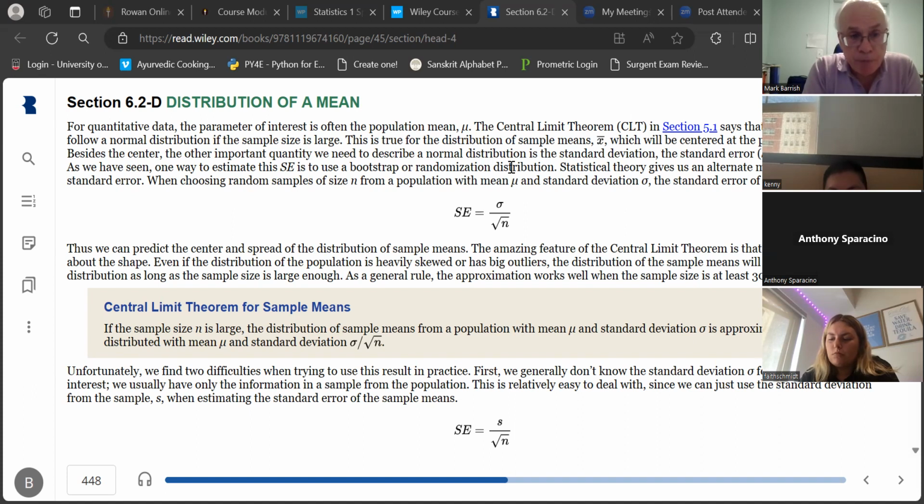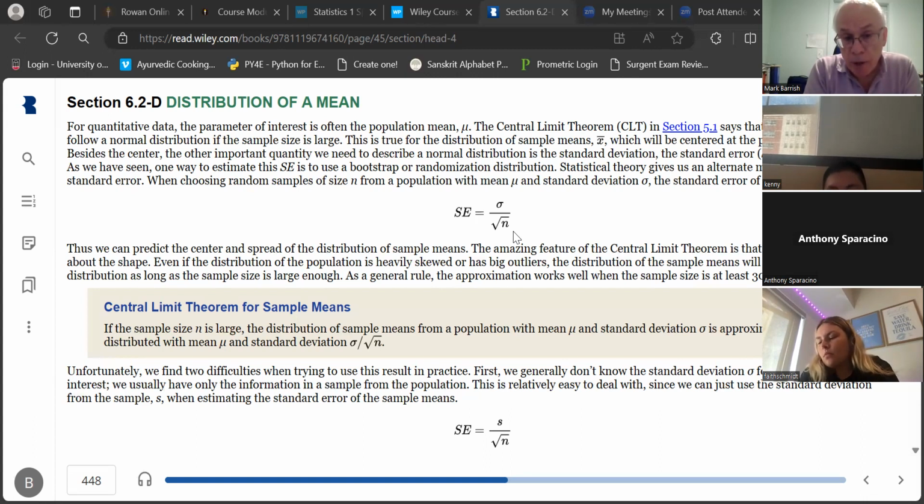When we're dealing with means, the standard error is this formula right here. It's the population standard deviation divided by the square root of the sample size. And that's all we need to know for the standard error when we're doing either a confidence interval or a hypothesis test for a mean.